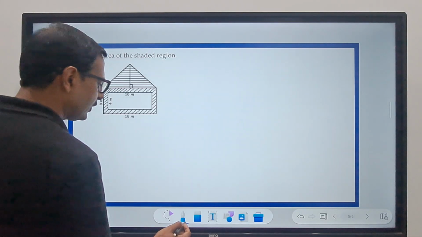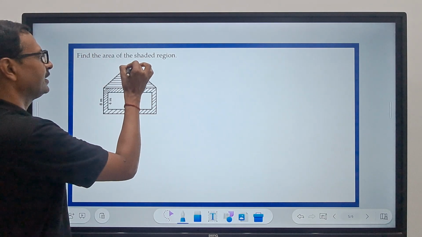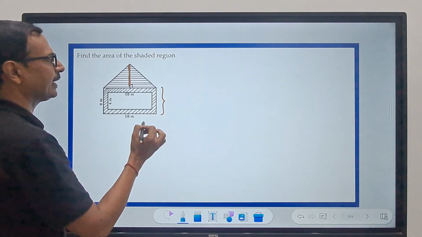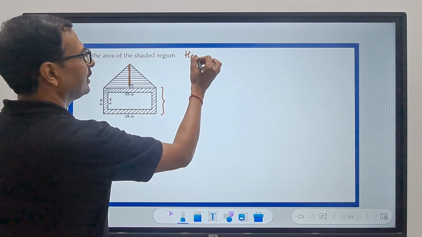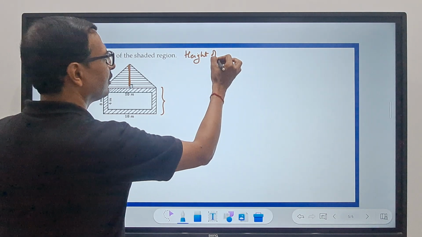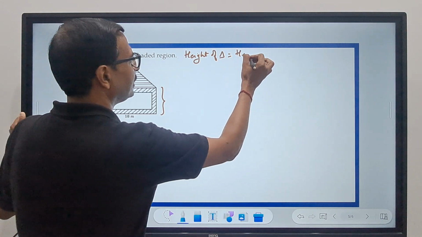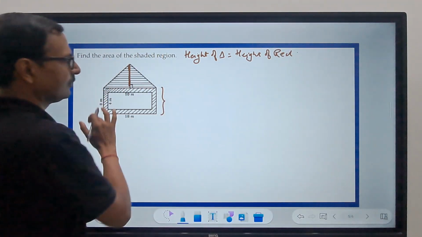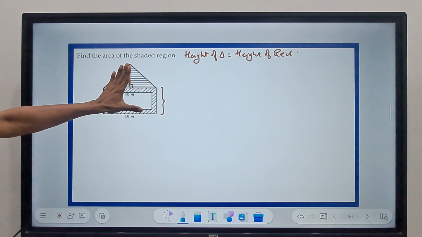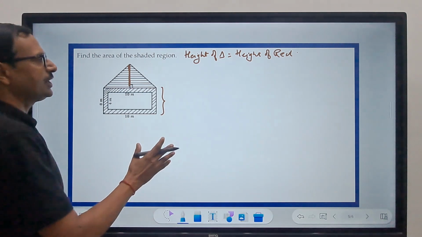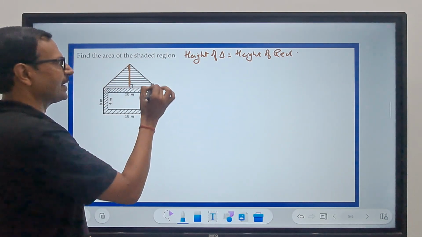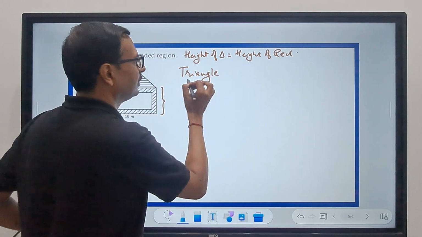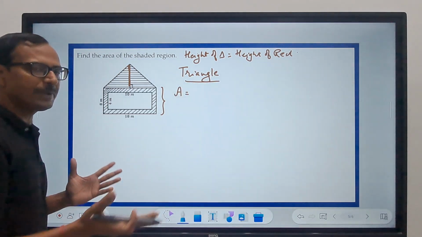There's one thing I want to tell you in this question: this height is given equal to the height of the rectangle. So we can mention it here. It's not written here. Height of triangle is equal to the height of the rectangle which is drawn here. Now we have to find the shaded area. So we will divide the shaded area into two parts. One is this triangle, right? Now for the triangle, area will be half into base into height.